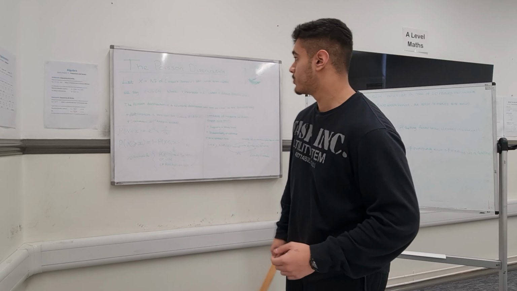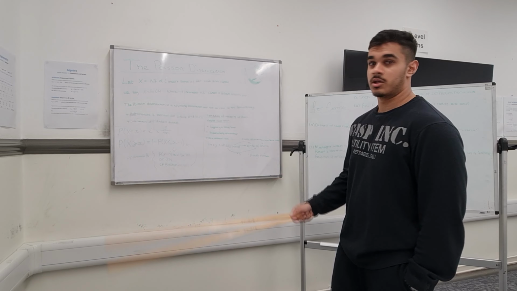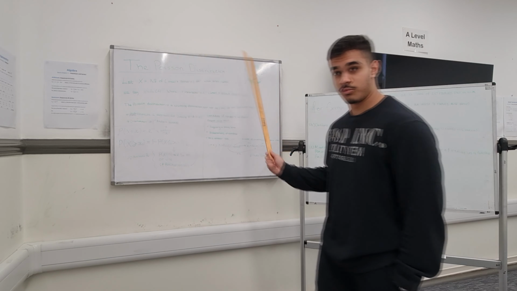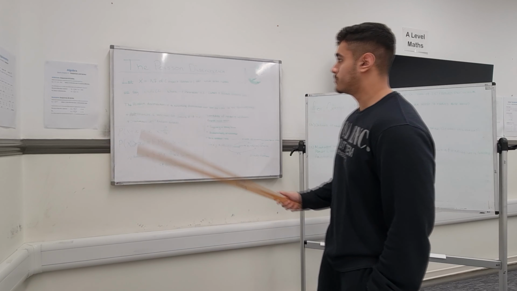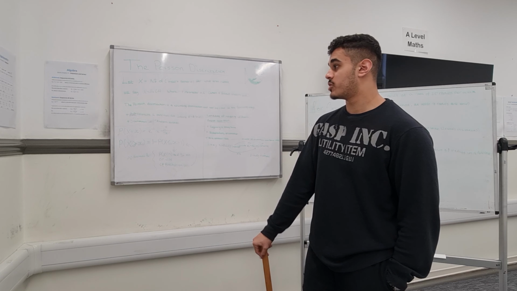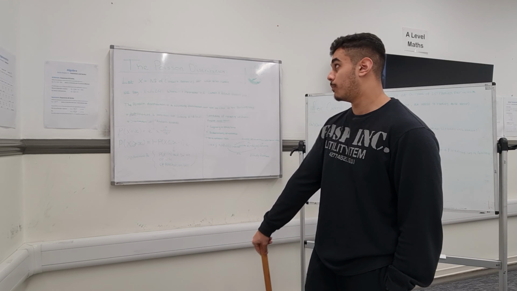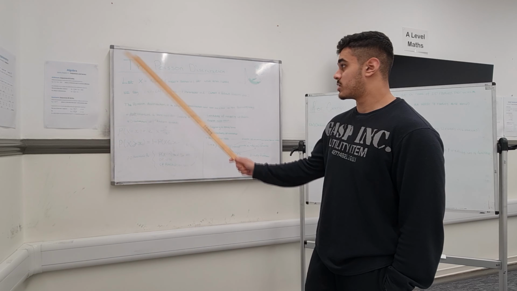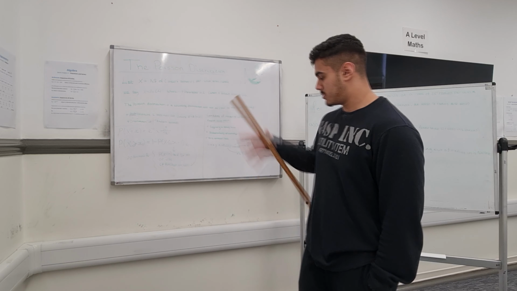So, as you can see up here, we are doing the Poisson Distribution. In French, Poisson is fish. Now, Poisson is a discrete distribution, a special discrete distribution. So, let's get into the video.